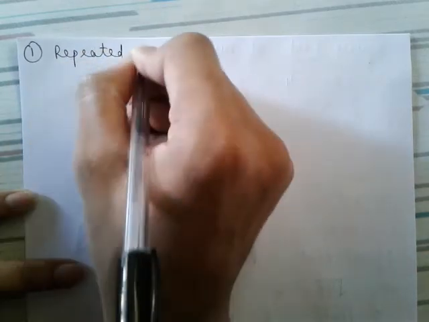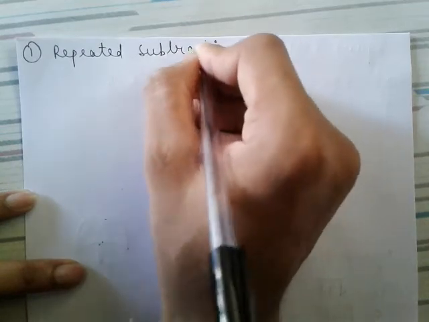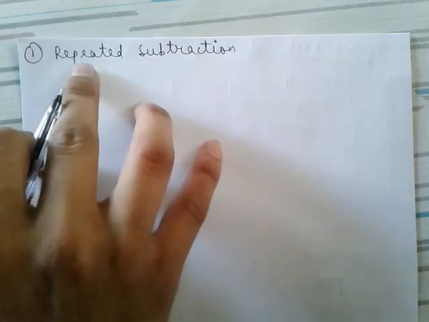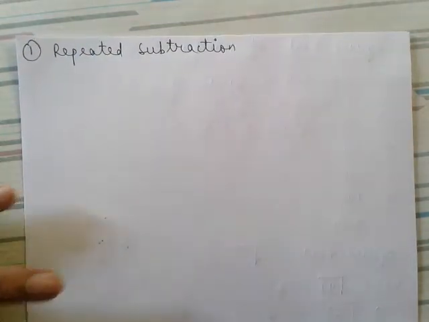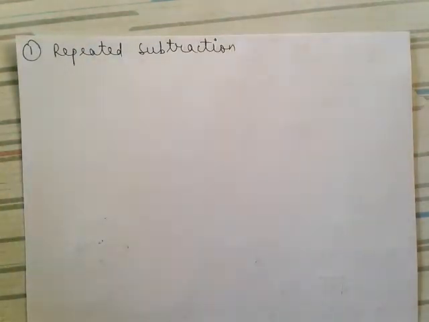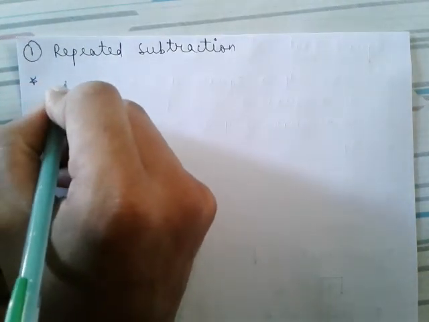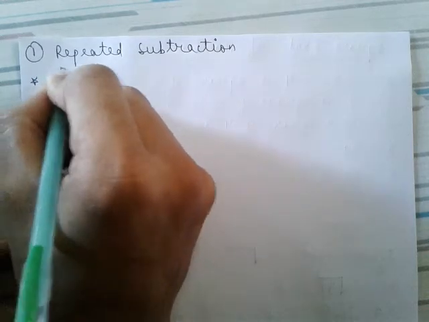We will now learn first the method named repeated subtraction. Just like the name suggests, you have to perform the subtraction operation many times. That is, you have to repeat a subtraction operation. How many times you have to repeat, you will see. First let us take an example of a perfect square number. Let us take 49. Now you want to find the square root of 49.